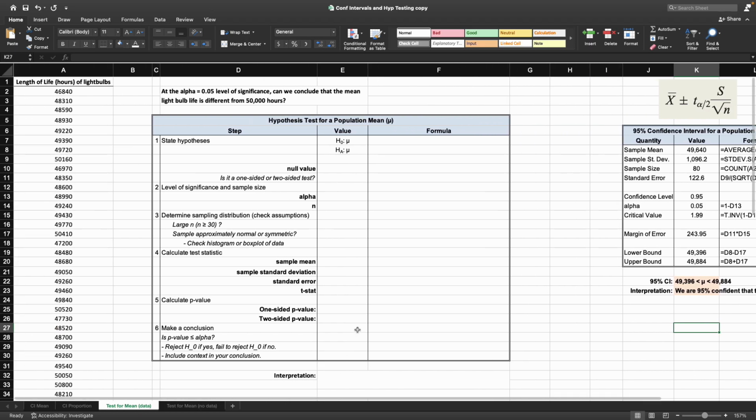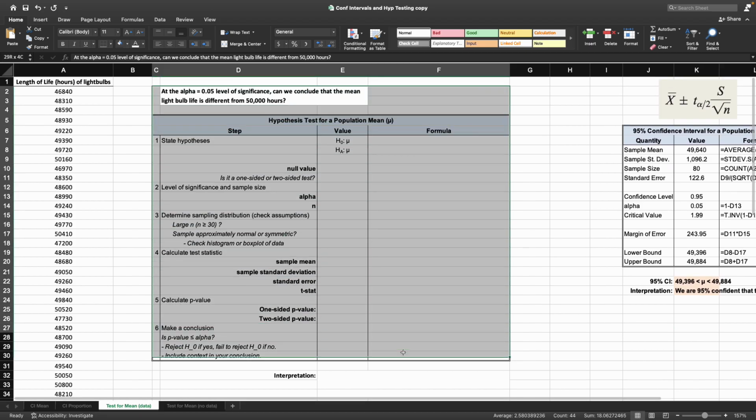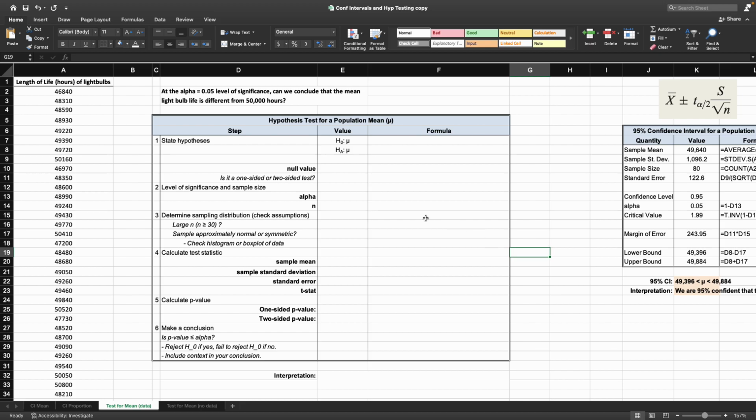But let's actually do a hypothesis test. I've got another table here that's kind of like a template for what we're doing. You'll be able to just use these templates so that you can fill them out for yourself rather than create these from scratch. So here's our question. At the alpha equal 0.05 level of significance, can we conclude that the mean light bulb length is different from 50,000 hours? Okay, so let's just take this step by step.